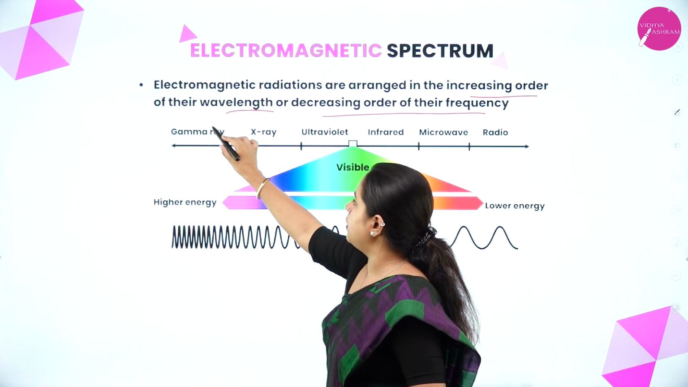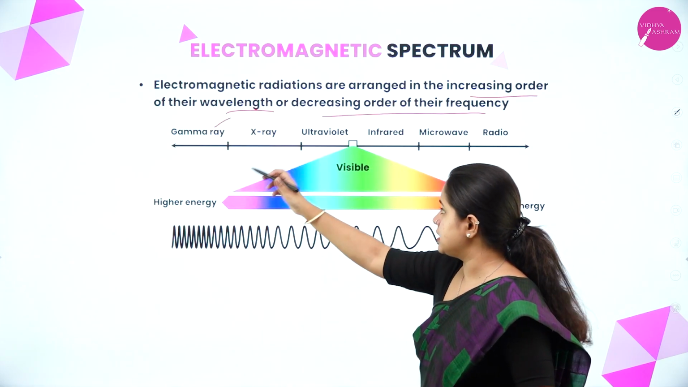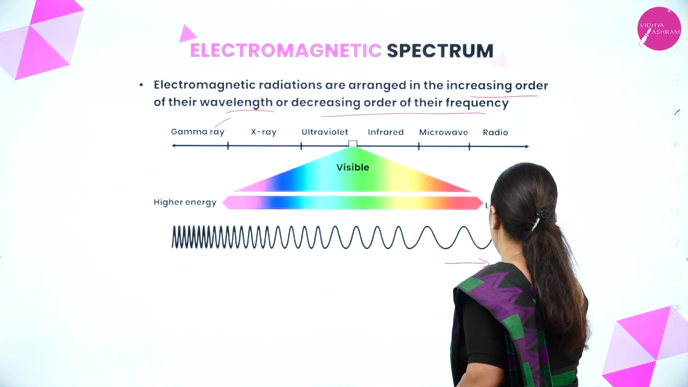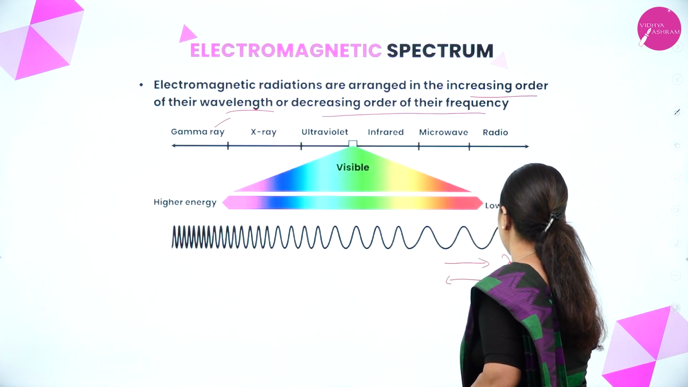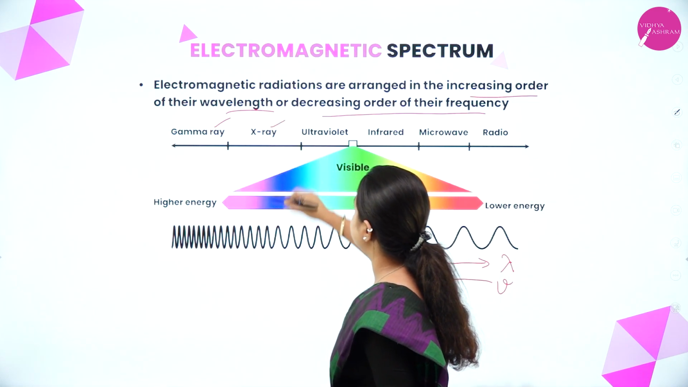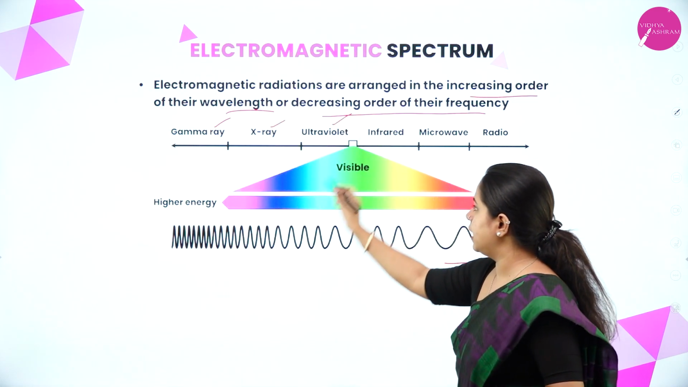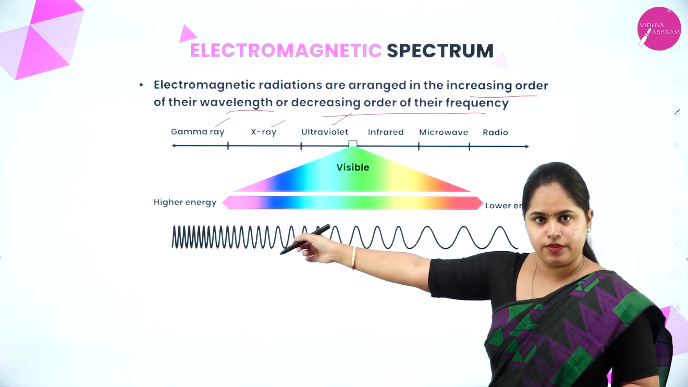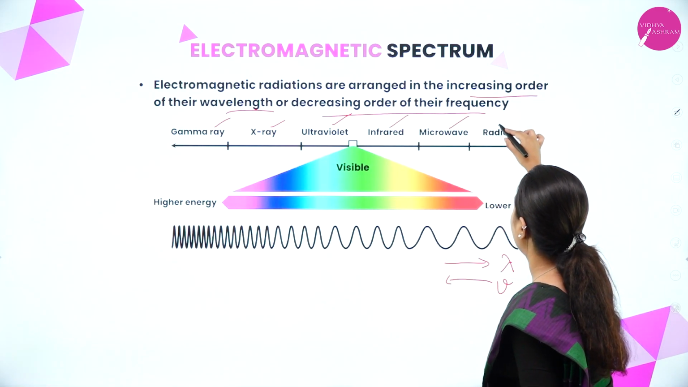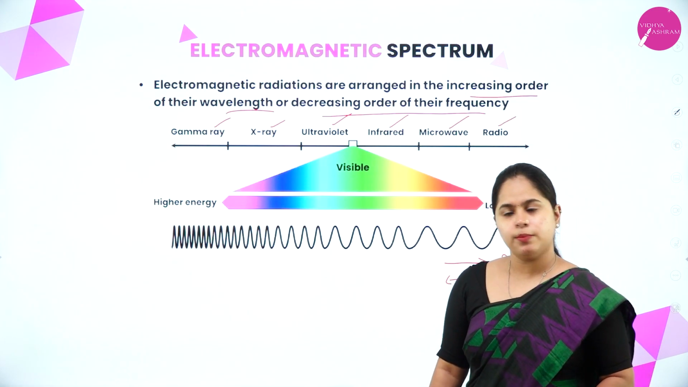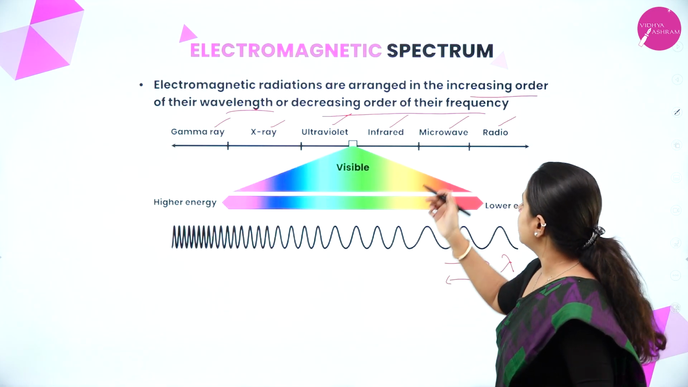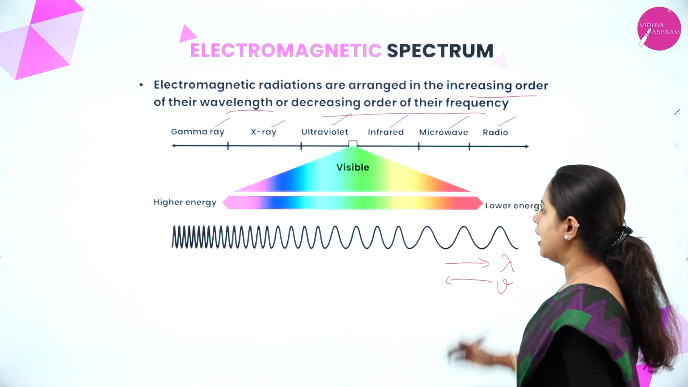First comes gamma ray. This is arranged in increasing order of your wavelength and decreasing order of your frequency. So gamma rays, then comes X-ray, UV rays, and then your visible region. And then infrared ray, microwave and radio wave. Gamma ray, X-ray, UV ray, then the visible part, then infrared, microwave and radio wave.